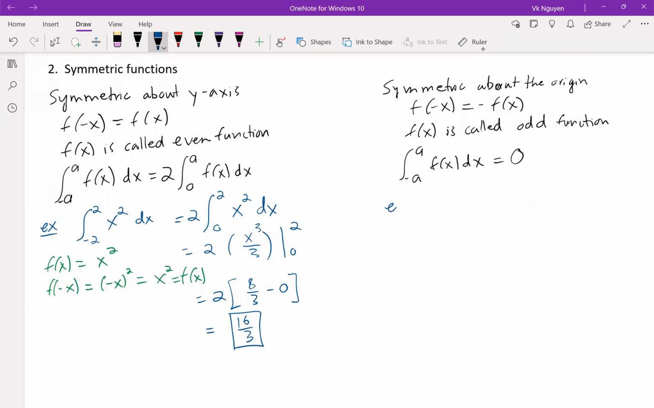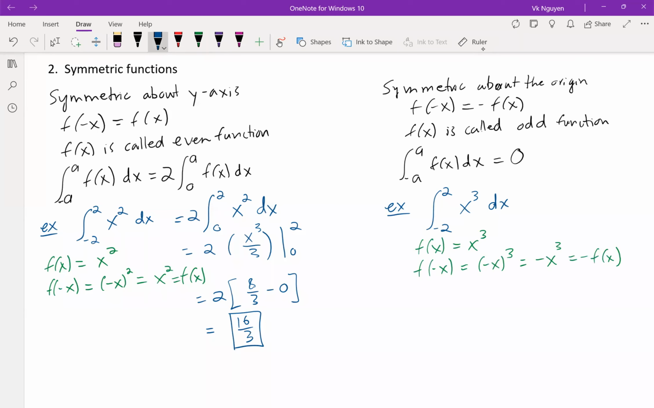Let's take a look at an example. Integral from negative 2 to 2 of x to the 3 dx. f of x is x to the 3. f of negative x is negative x to the 3, which is negative x to the power 3. And that is exactly the negative of the function. Well, from here, we know that the integral is just 0.